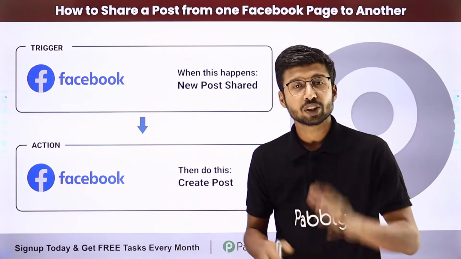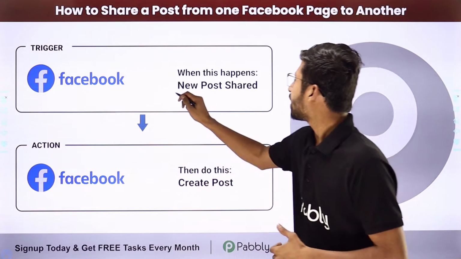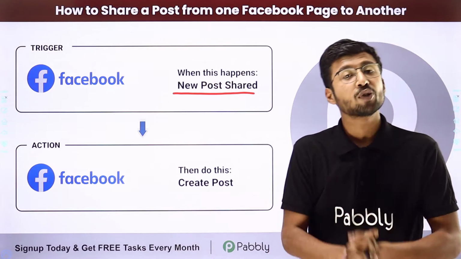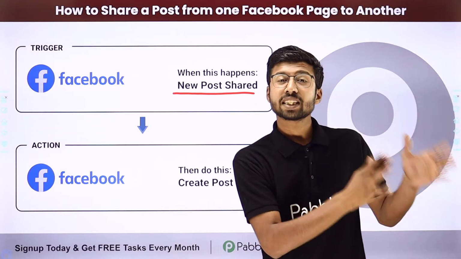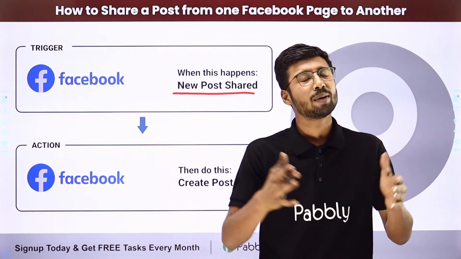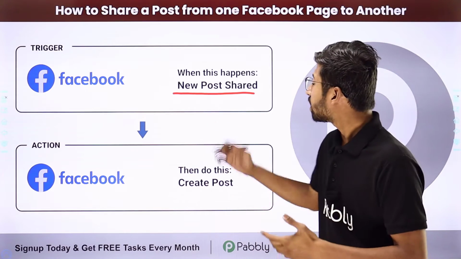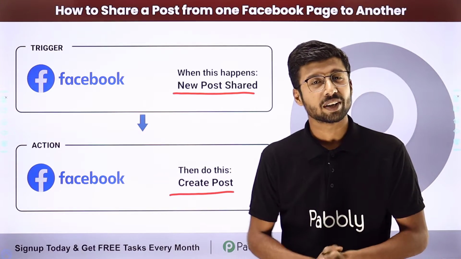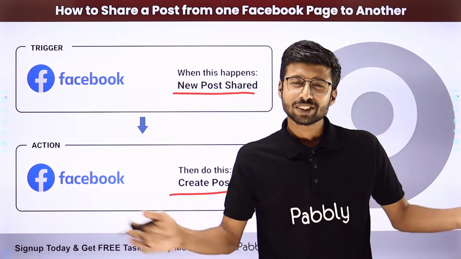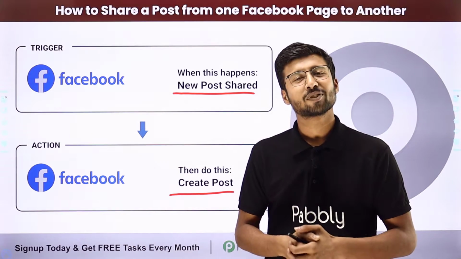Using this automation, what you have to do is just create a new post, share a new post in one of your Facebook pages. And using this automation, you can automatically share this exact same post with the same text, same image and same video on your other Facebook pages as well. On the other pages, a new post will be automatically created. So how can you set up this automation? To know this, you have to come with me to my screen.